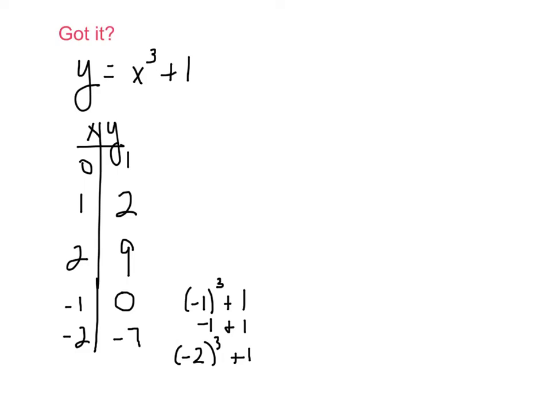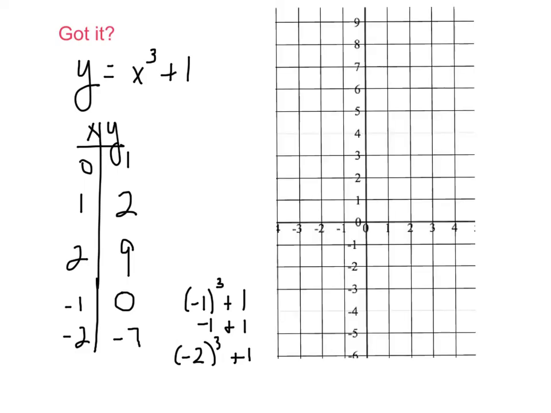So when I graph this, you're going to notice that you're not going to get a line at all. If I plug in 0, 1, so I plugged in 0, 1, so I'm going to graph 0, 1, 1, 2, 2, 9, -1, 0, and -2, -7, which is going to be down here.